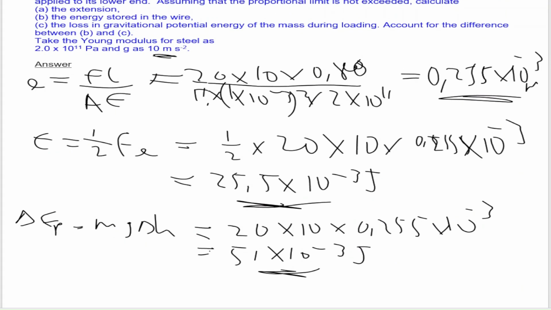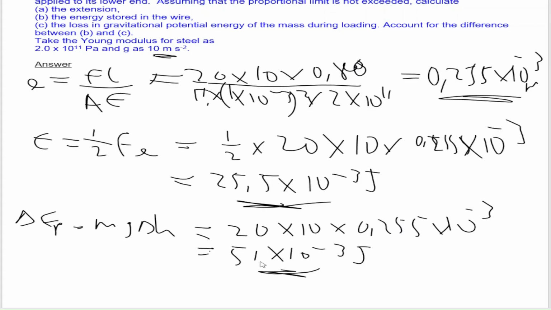Then they say account for the difference between B and C. So on B, you can see that there's 25.5 times 10 to the power of minus 3. And then C, we've got 51 times 10 to the power of minus 3. So the energy stored is half the loss. As you can see, this times 2, you get that. So the energy that's going to be stored is half the loss in gravitational potential energy.